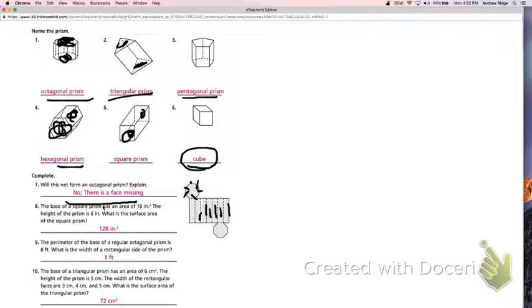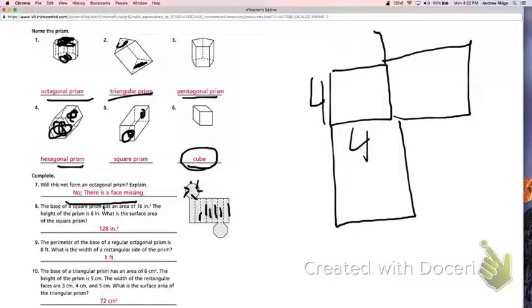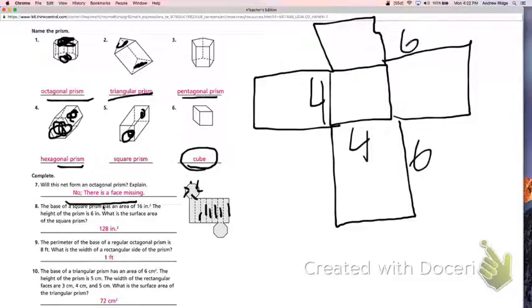The base of a square prism is 16 inches squared. The height of the prism is 6 inches. What is the surface area of the square prism? Right? So that means the base, right? If it's 16 inches squared, it's 4 on each side, right? So you've got 4 and 4. The height is 6, so that means it's got 4 sides, right, with 6 on a side.